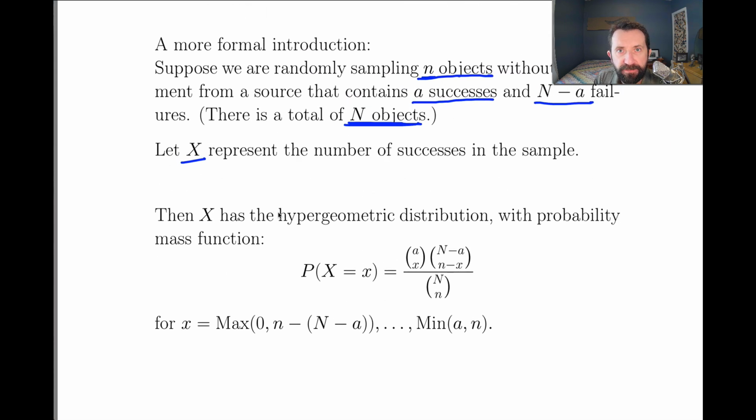Then X has the hypergeometric distribution, which is just the formulaic representation of what we just thought through up top. This is the probability mass function of our hypergeometric distribution. The probability the random variable X takes on the value little x: from those a successes, we have to pick x. And from the N minus a failures, we have to pick n minus x, because we're picking n things in total. And the total number of ways of doing that: from the N objects in total, we are picking n of them.